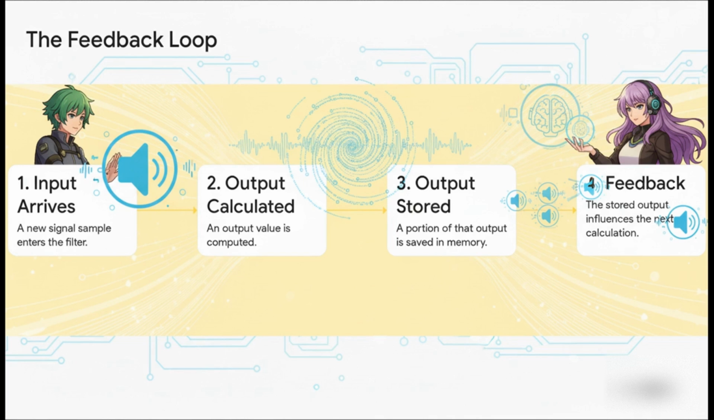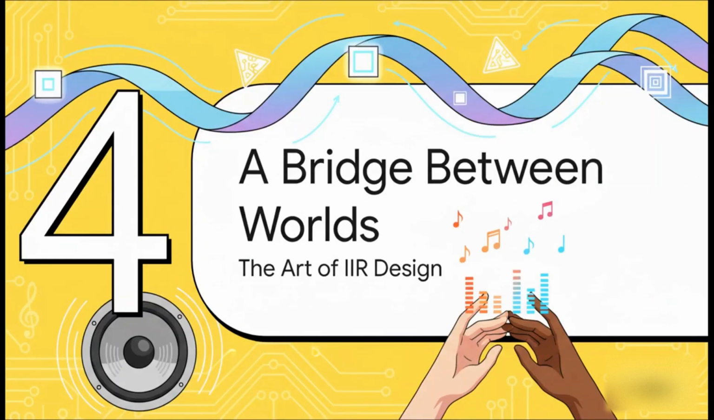But then a moment later, a fainter version bounces back. That's the feedback. This echo then mixes with any new sounds that happen. IIR filters are doing the exact same thing, just with streams of numbers millions of times a second. Okay, so this feedback loop is obviously super powerful, but it also sounds crazy complicated to design, right?